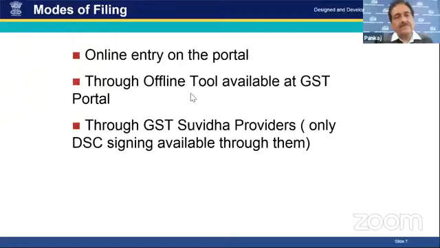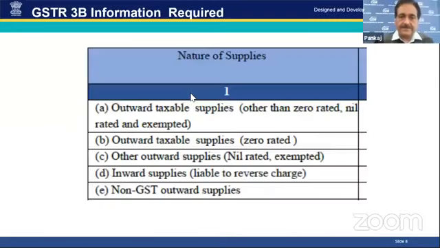There are two main modes by which taxpayers can file their GSTR 3B. They can file it online, and they can also use the offline tool available at the GST portal. The offline tool for preparing GSTR 3B is available in the download section at the GST portal, and it can also be filed through GST Suvidha providers.